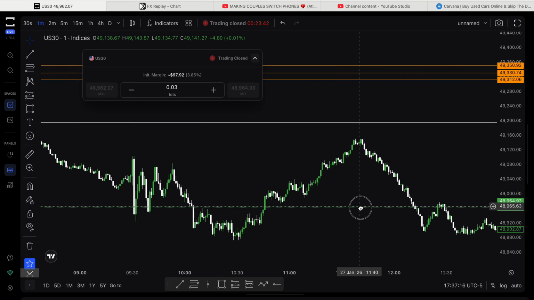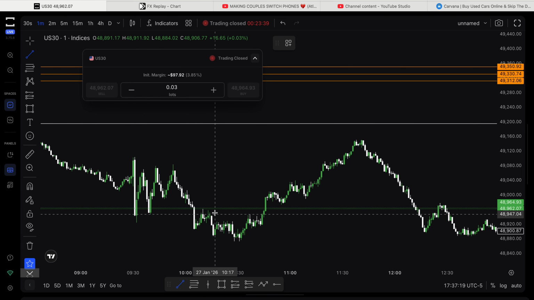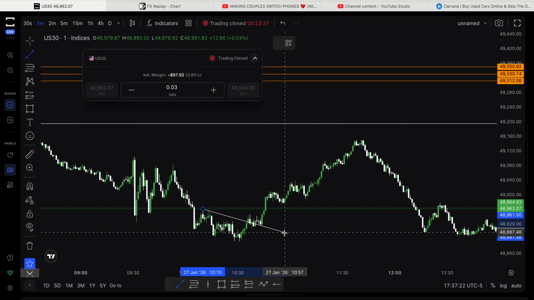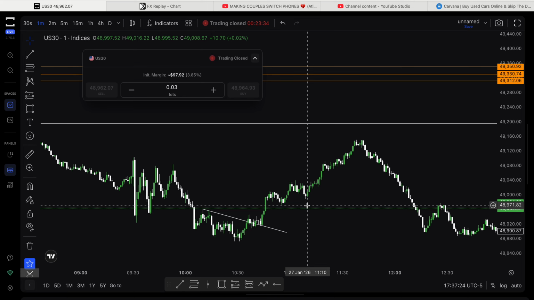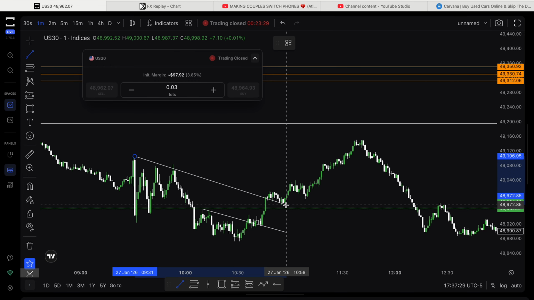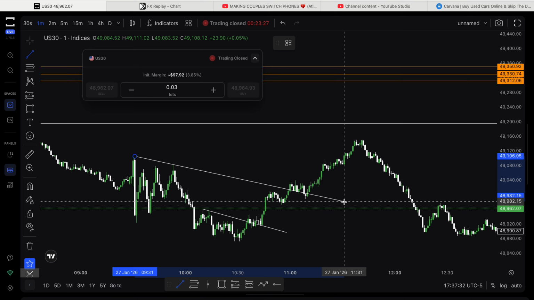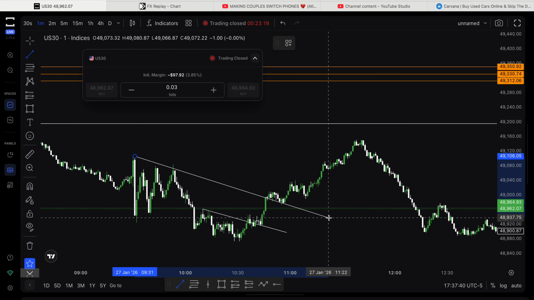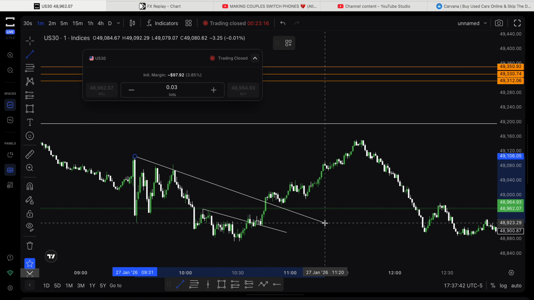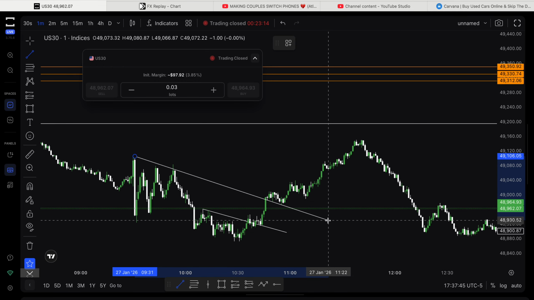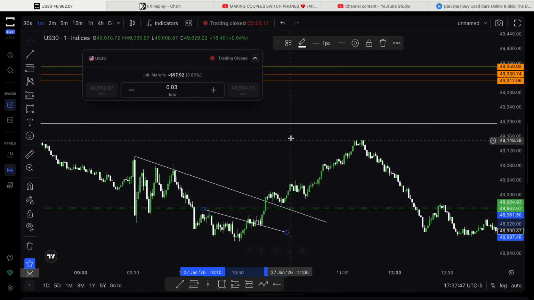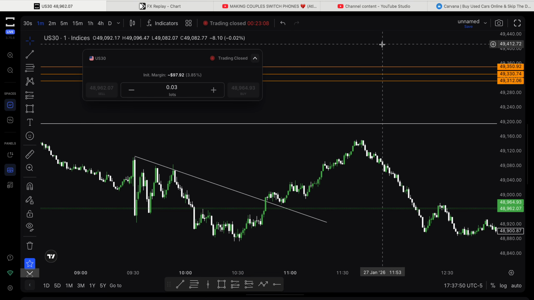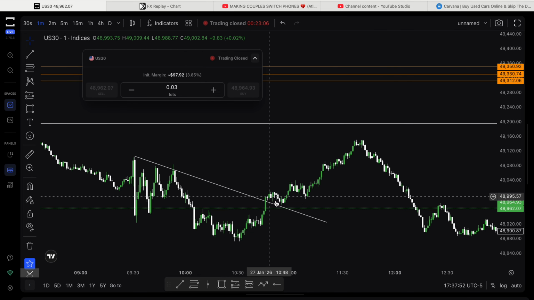I believe I caught this buy right here, if I'm not mistaken. Let me make sure I'm not tripping. Was it that one or this one? It was this one. Yeah, it was this one. I believe I caught this buy right here.